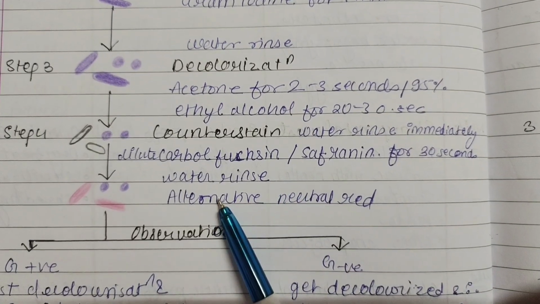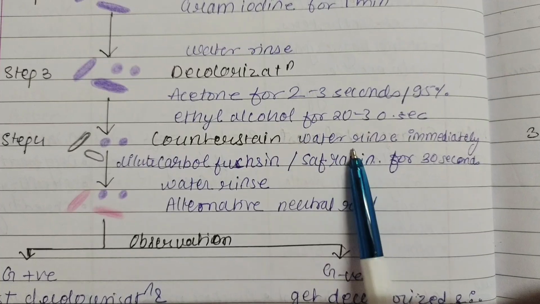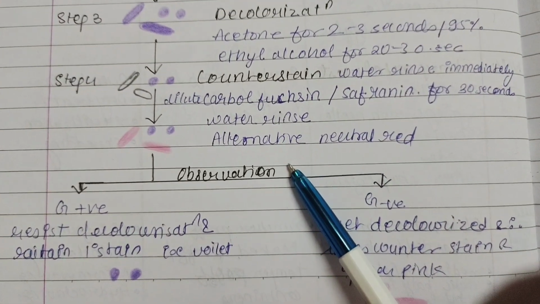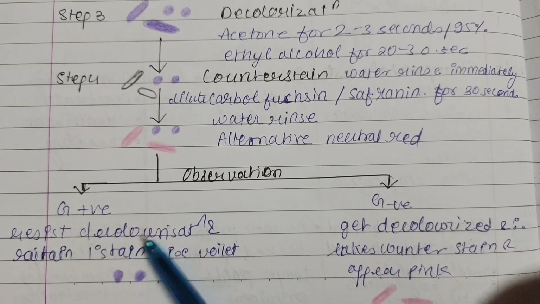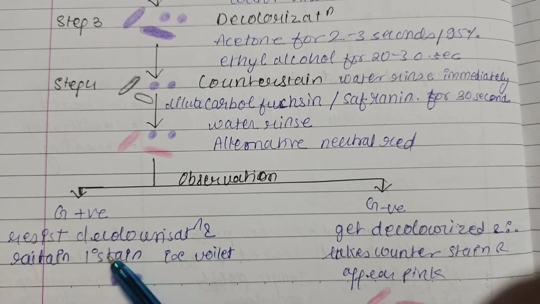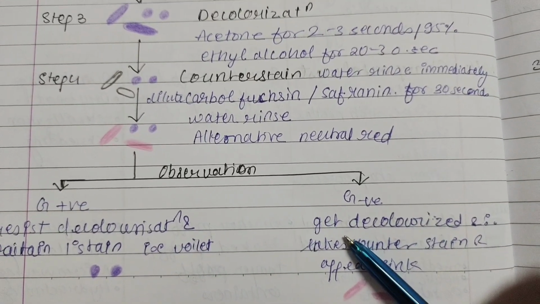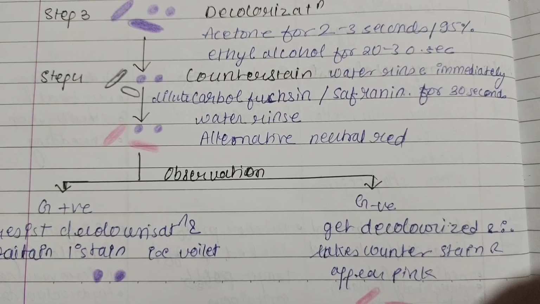Now there are two results that we get, and in place of carbol fuchsin or safranin we can also use neutral red. Now the observations are: if it is a gram positive bacteria, then it will resist decolorization and retain the primary stain, that is violet color, and if it is gram negative, then it gets decolorized and takes the counter stain and appears pink.